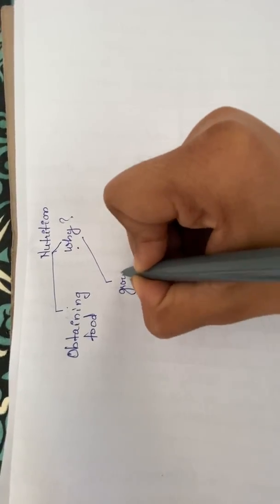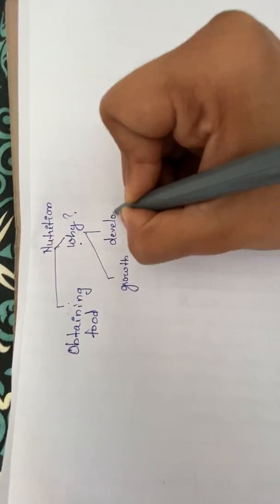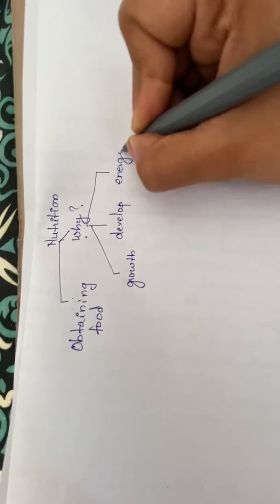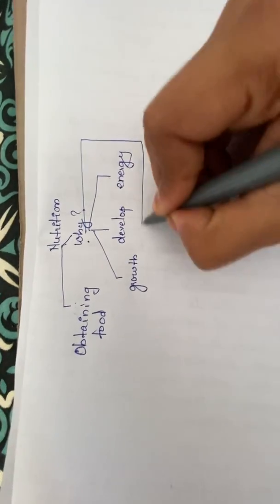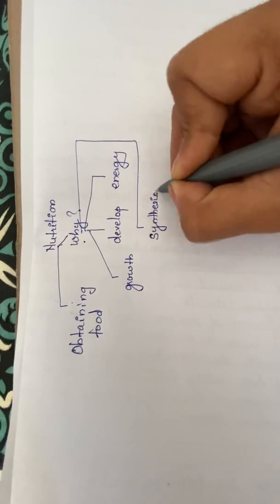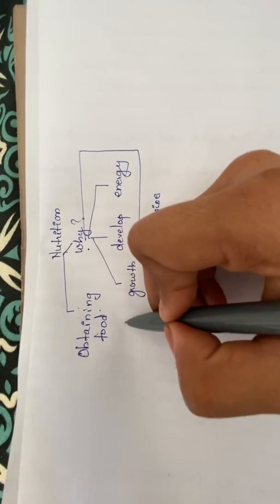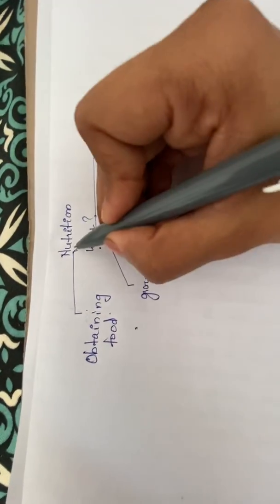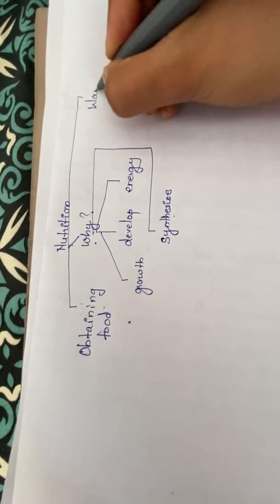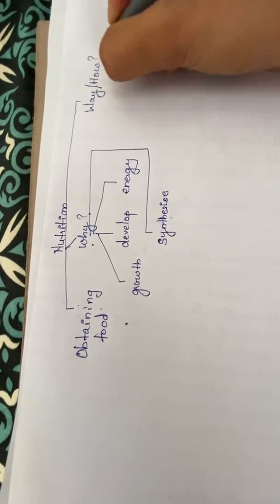Organisms need food for their growth, for their development, for obtaining energy. They require food to synthesize materials. These are the different needs, or you can say these are the different reasons why organisms obtain food, right, children? Now, what is the way by which organisms obtain food, or you can say how organisms obtain food?